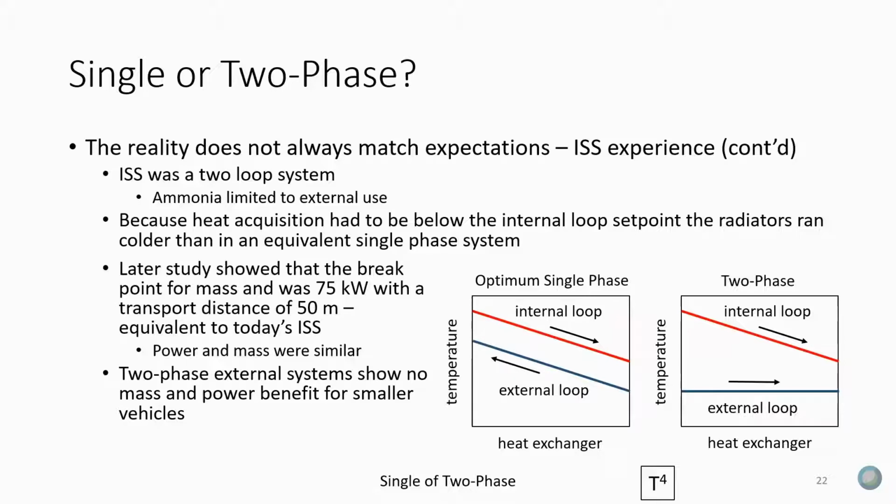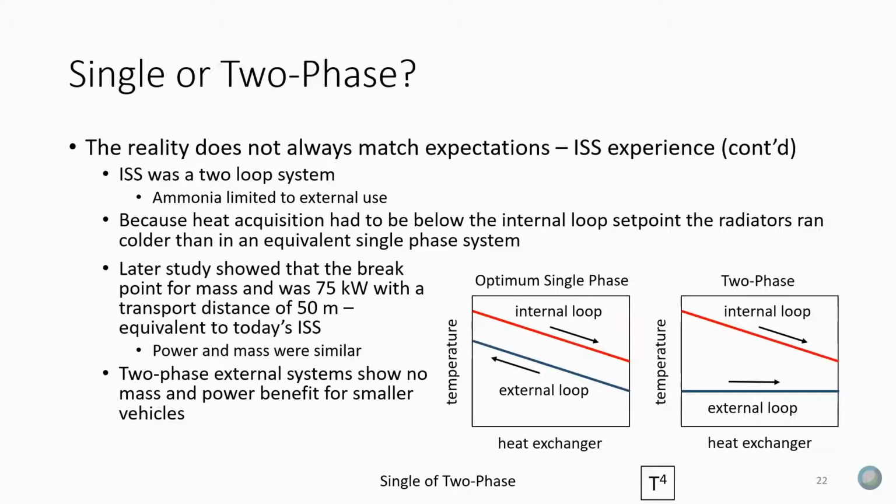And when you get smaller, things like Gateway, which is 5 kilowatts with a transport distance of 5 to 10 meters, obviously single phase makes perfect sense. Two-phase just doesn't make any sense. And so this is the kind of thing that we learned and that I learned. And so that's when somebody asked me, do you want two-phase for a small vehicle? No, absolutely not. Unless there's some other reason that you really, really need it.